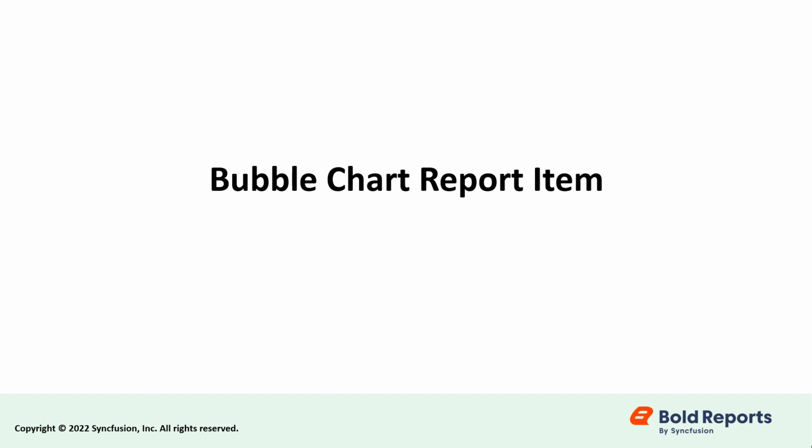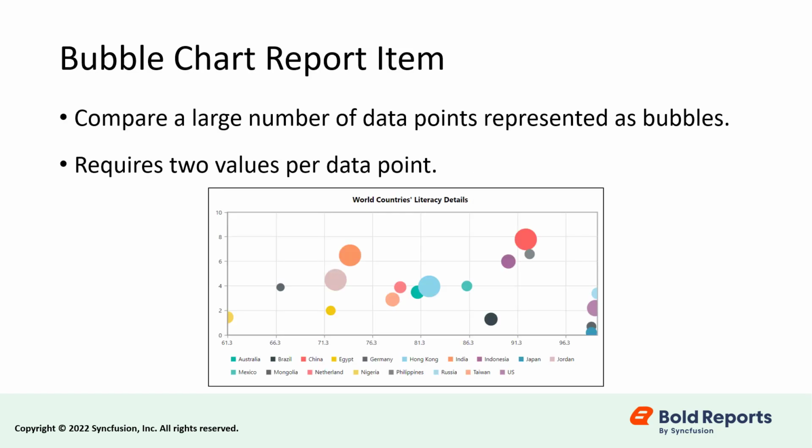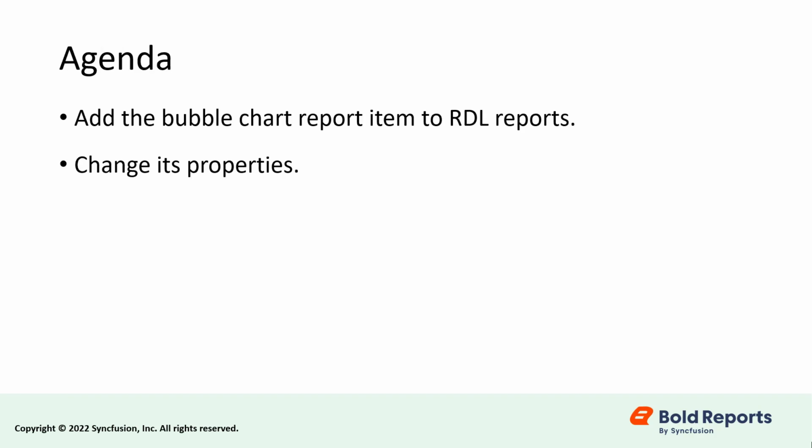Before getting into this video, let me give a short introduction about the bubble chart. The bubble chart allows you to compare a large number of data points, represented as bubbles, and showcase the difference through its size. The bubble chart requires 2 values per data point. By default, bubble charts display data points as circles. In this video, we will see how to add the bubble chart report item to an RDL report, and how to change its properties.